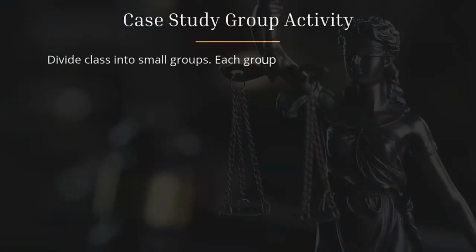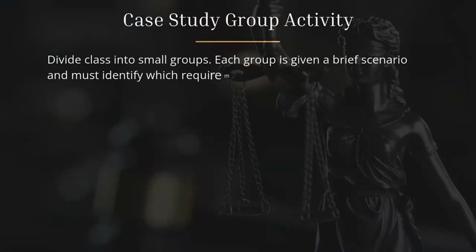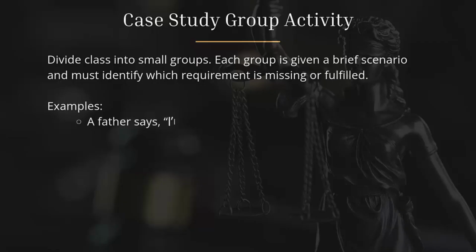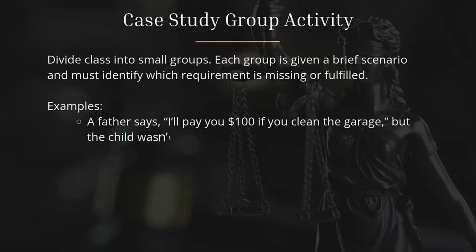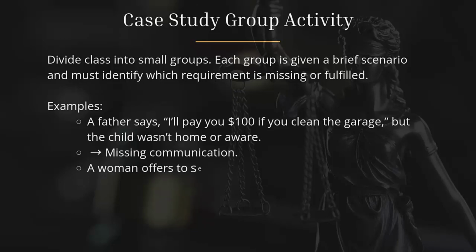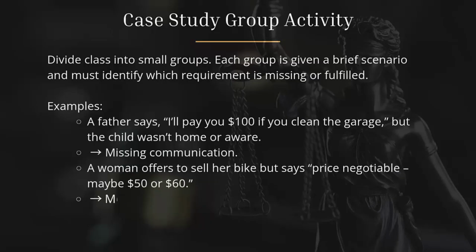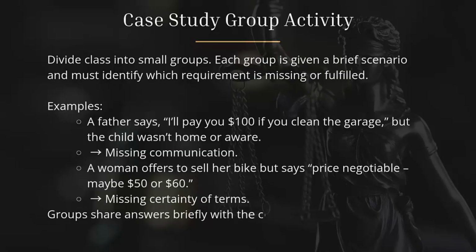Case study group activity. Divide the class into small groups. Each group is given a brief scenario and must identify which requirement is missing or fulfilled. Examples: a father says, I'll pay you $100 if you clean the garage, but the child wasn't home or aware. Missing communication. A woman offers to sell her bike but says price negotiable, maybe $50 or $60. Missing certainty of terms. Groups share answers briefly with the class.